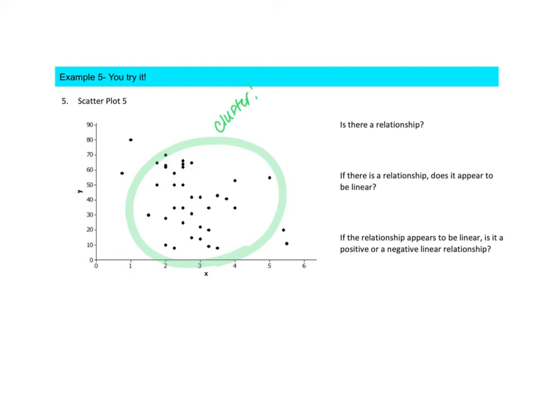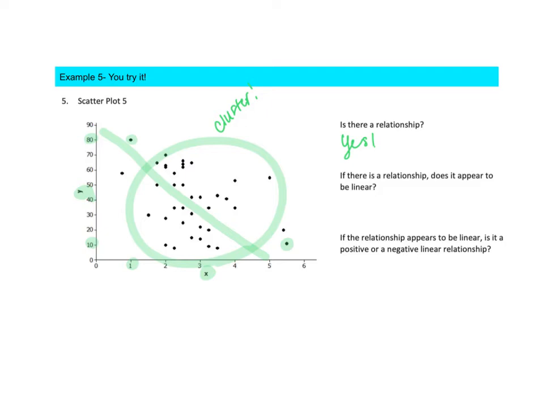But is there a relationship here? Yes, there is. It's very hard to see because there's a big cluster in the middle, but this is a relationship. As our x value increases, our y value is decreasing. Over here, when my x is at 1, this is when it is the highest on the y-axis. Over here, when my x is at 5.5, this is when it's lowest on the y-axis. So yes, there is a relationship here.